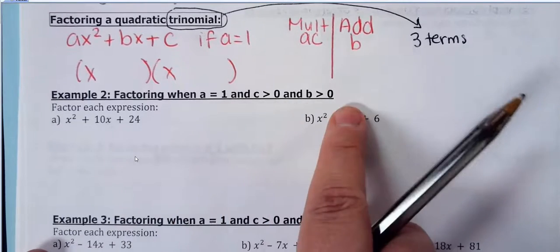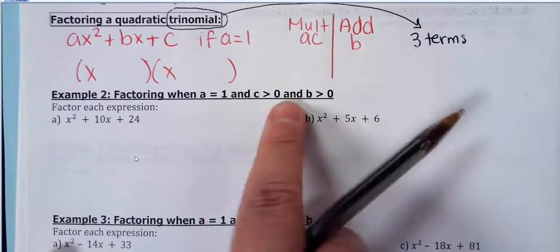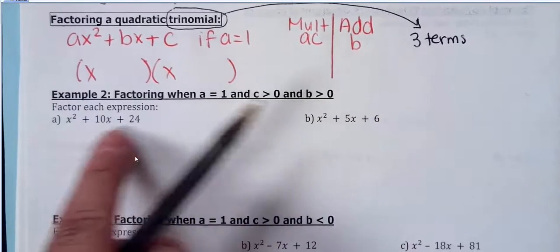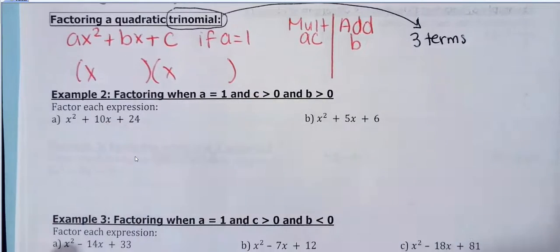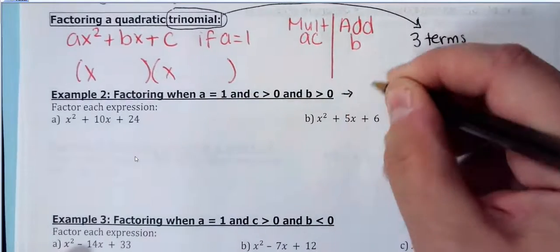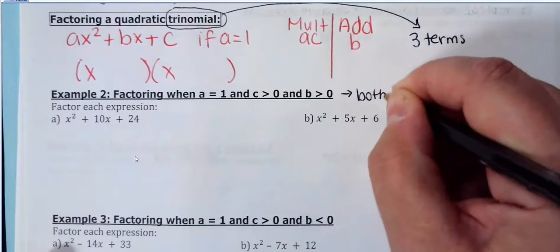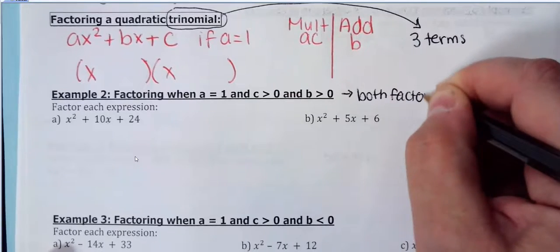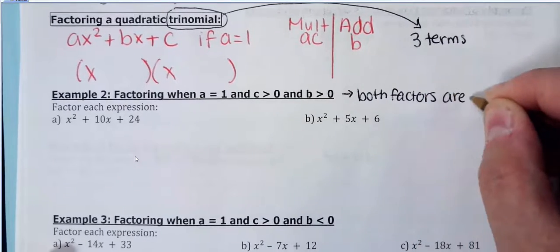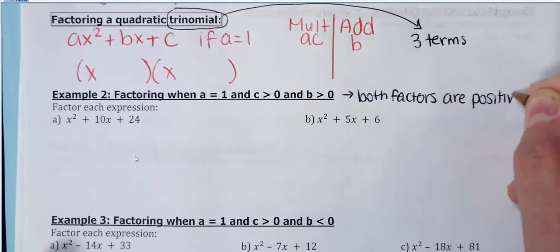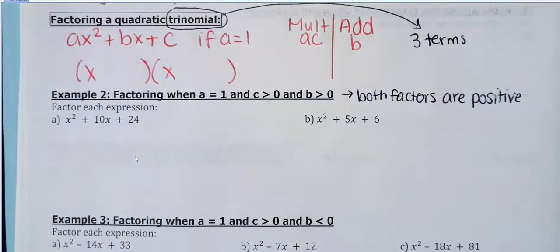Okay, sorry about that. Now, what I have in the first case, basically this says a is 1, c is greater than 0, and b is greater than 0. That just means c and b are both positive. That just means there's plus signs between all the terms here. Okay, if that's the case, both your factors are going to be positive, because I'm going to multiply to get a positive number and add to get a positive number. So the only way to do that is they both have to be positive numbers.